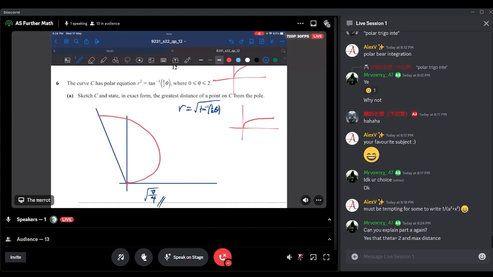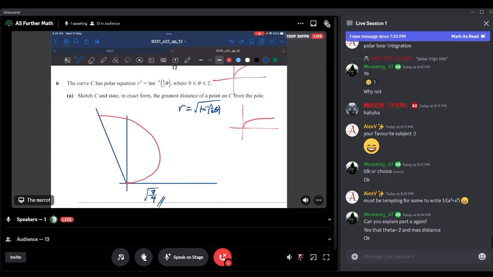Tangent inverse is always increasing. It never goes down. So the bigger your input is, the bigger the value, because it is an increasing function. Strictly increasing even. That means if you put theta as 2, it gives the max distance. Do you get it? You want to put theta as big as possible, because that will give the highest distance. Okay?